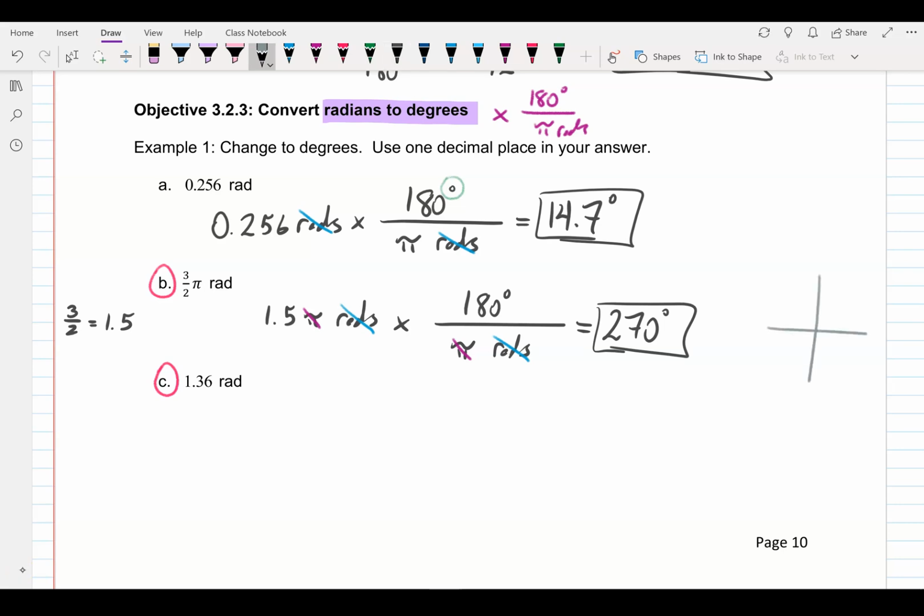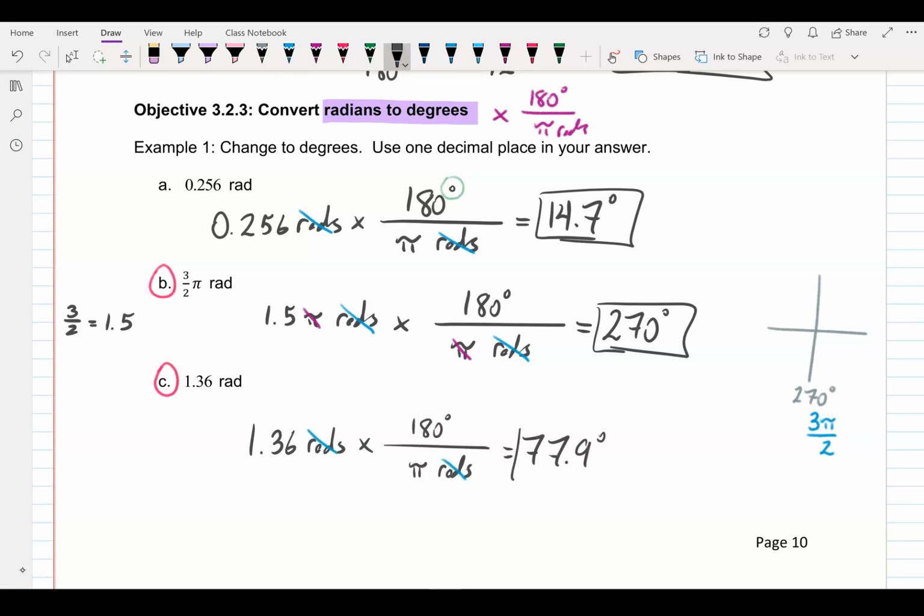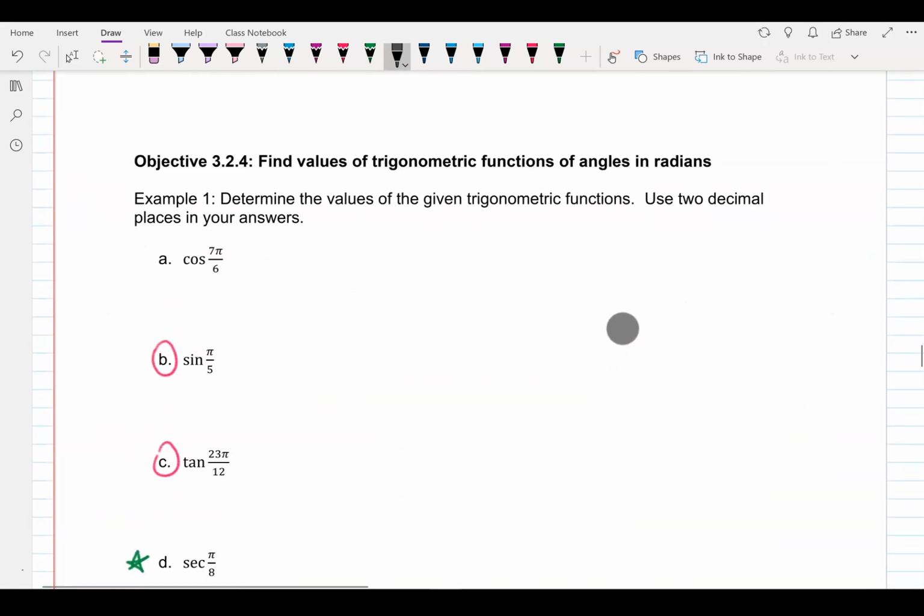Which actually shouldn't be a surprise if you remember what I did at the very beginning. 270 degrees here, I said was 3 pi over 2. And 3 pi over 2 is 3 over 2 pi. So this checks out. All right, the last one I'm not going to give any explanation. I'd just like you to try it yourself. And there we go. All right, cool. Let's move on to the next topic here.